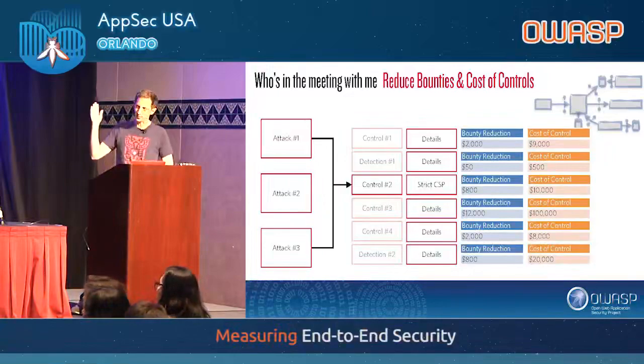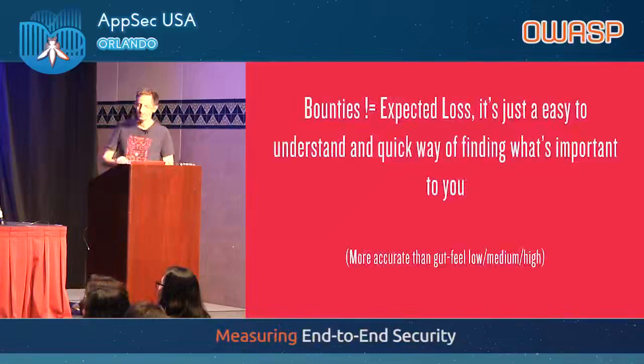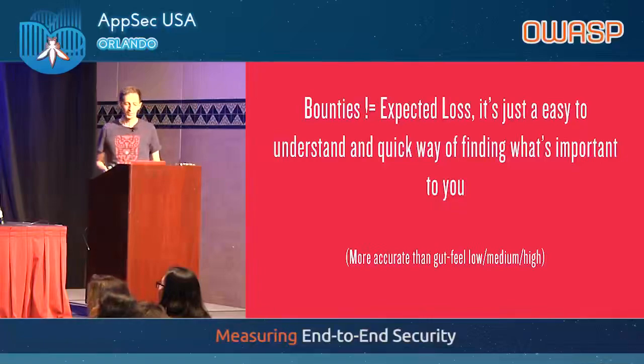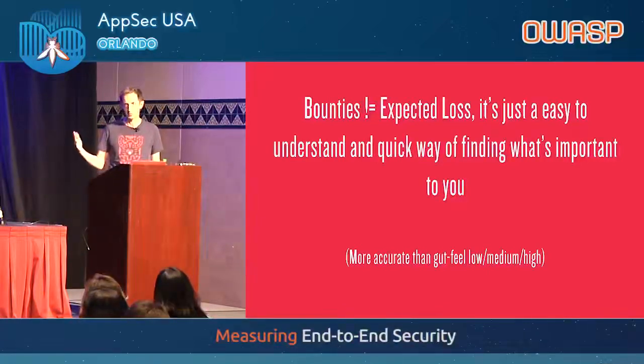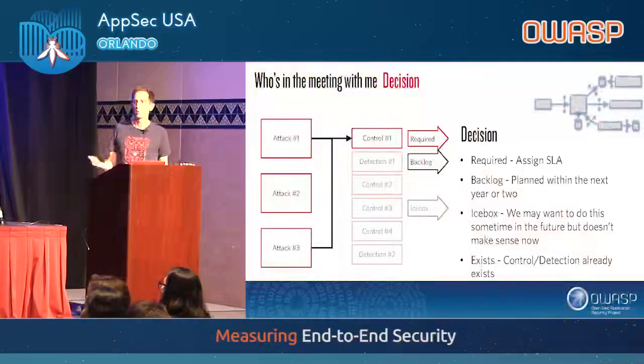So you may see that all these bounties are way less than the cost of controls. That is because the bounties are not equal to the expected loss of not having these things in place, or of the attacks. It's really about just a way of having something that's very meaningful to us to compare to the cost of the control, and we build up that ratio. Based on that ratio, we can know what we're getting the best value for with our development time. And so we can make decisions here.